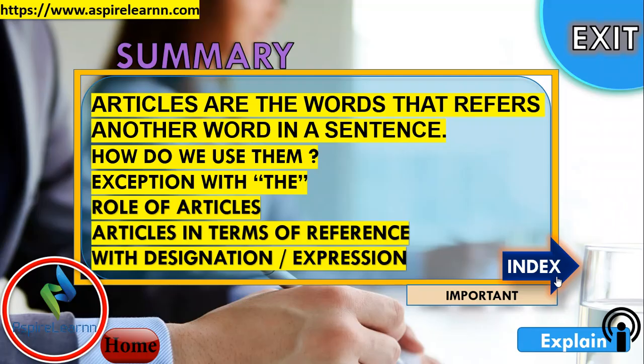Articles in terms of reference, with designation and expression. Used with professions: a teacher, an engineer. Used with titles: the president, the CEO. Articles make sentences clear and meaningful.